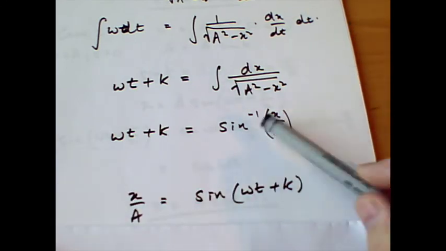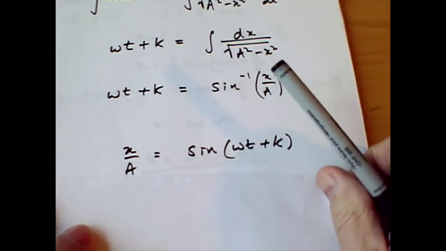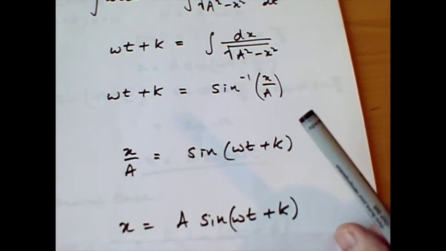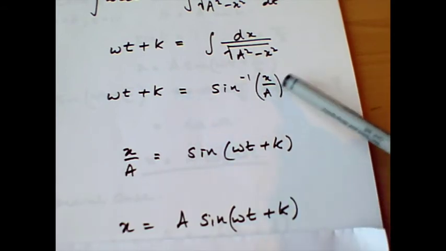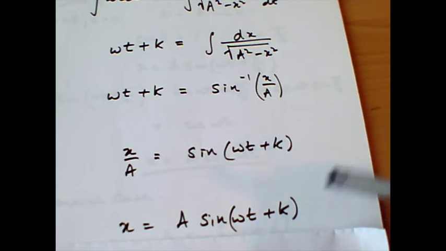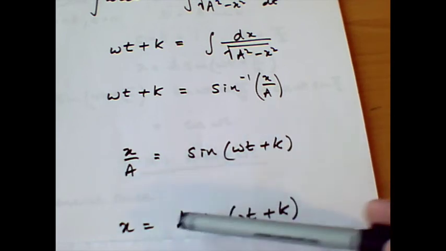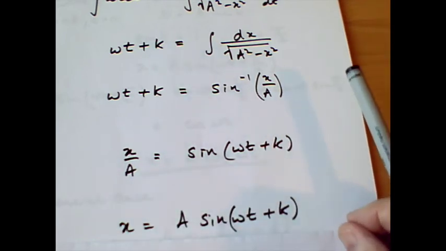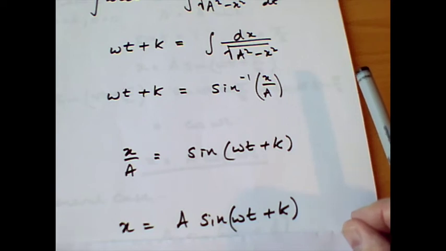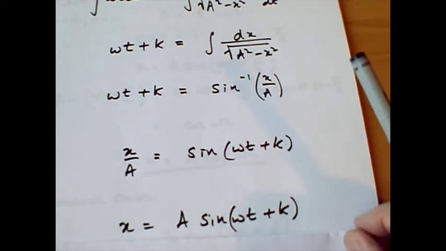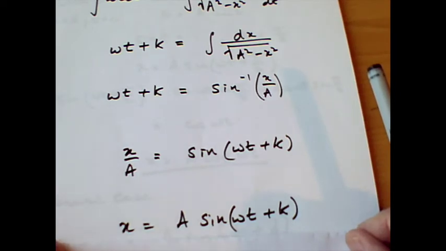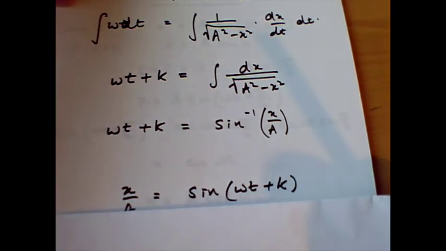We're not very keen on inverse sines, and we're not very keen on fractions, so we rearrange the equation first of all to get a sine of omega t plus k, and then to get x equals and avoid the fractions. Now this is good, but k is a problem. It's a general solution. k could be any number. We don't know much about it. We don't know what it does. We don't know what it stands for. So what we need is further initial conditions.